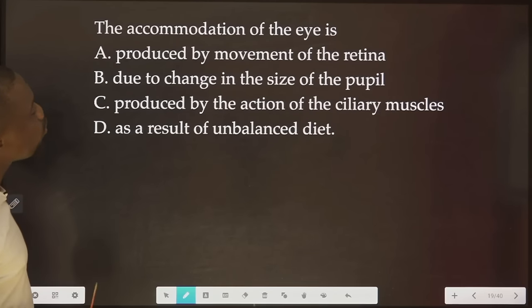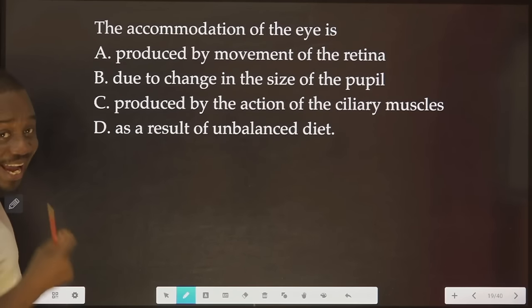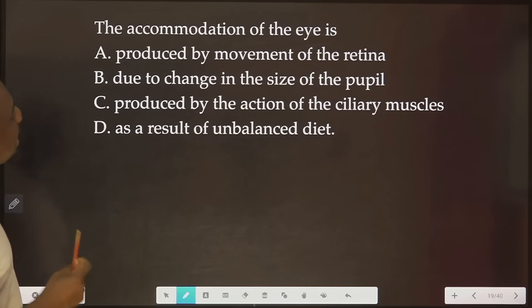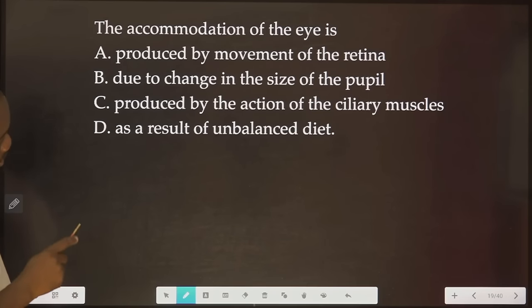Let's look at this. It says what? The accommodation of the eye is A, produced by movement of the retina, B, due to change in the size of the pupil, C, produced by the action of the ciliary muscle, D, as a result of unbalanced diet. This is the answer. Produced by the action of the ciliary muscle.